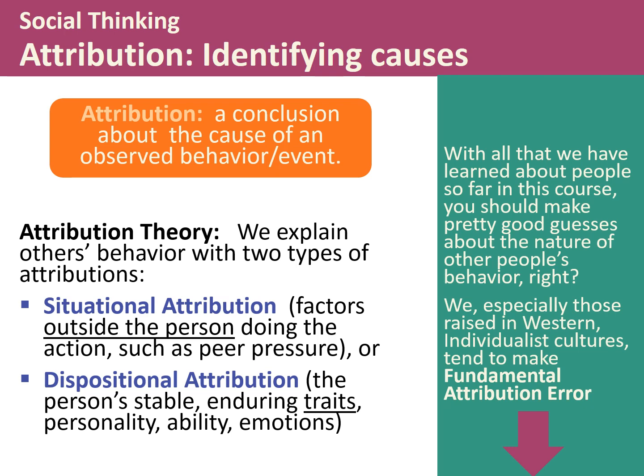Now, in Western cultures, we tend to make something called the fundamental attribution error. That means when deciding how to attribute someone's behavior, we over-rely on dispositional attributions and we under-rely on situational attributions. So we blame a person's personality or stable characteristics as the cause of a behavior rather than the situational factors that are happening in that person's life.